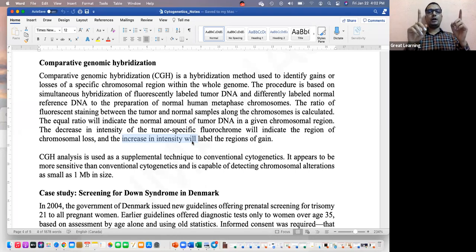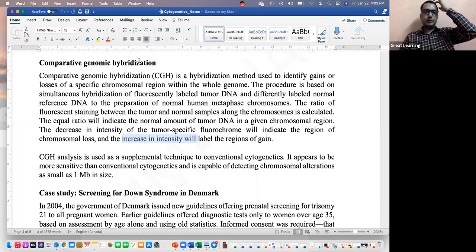Why are you using the normal chromosome? It is a reference point. It is just for the sake of comparison. That is what's called comparative genomic hybridization. Hybridization means pairing, or probe binding to the target DNA. So this is a comparative method, called comparative genome hybridization.